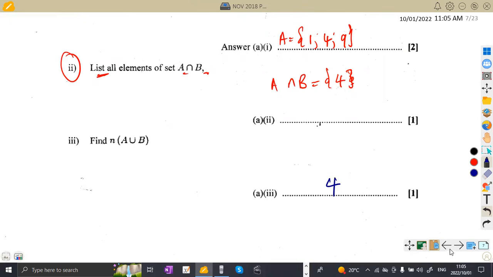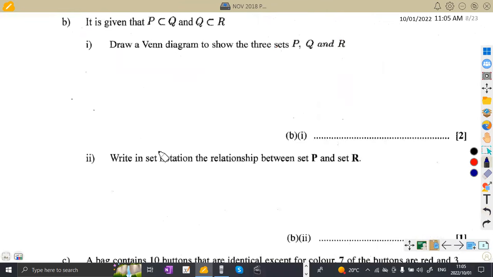Okay, so then the other part of the question, let us see. B, it is given that P is a subset of Q and Q is a subset of R. So guys, what does this part mean? When we are given that P is a subset, it means P is being contained by Q. It's a subset like this. We have got P and Q. That is what it means. So this is your Q. This is P. So P is a subset of Q. The Q that we are talking about is also a subset of R. So this Q that we are talking about is a subset of another set which is called R.